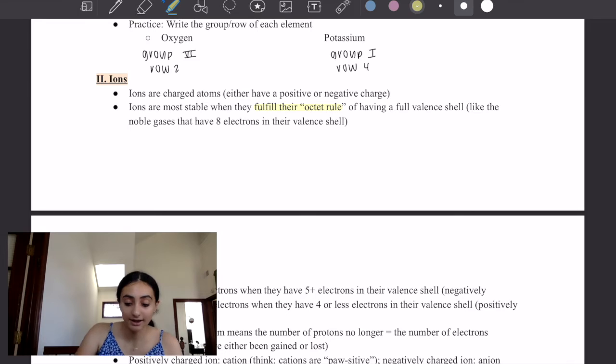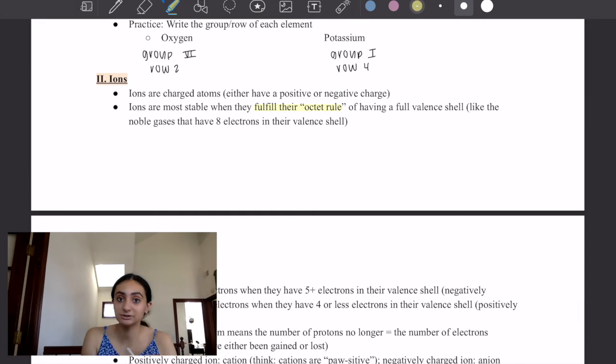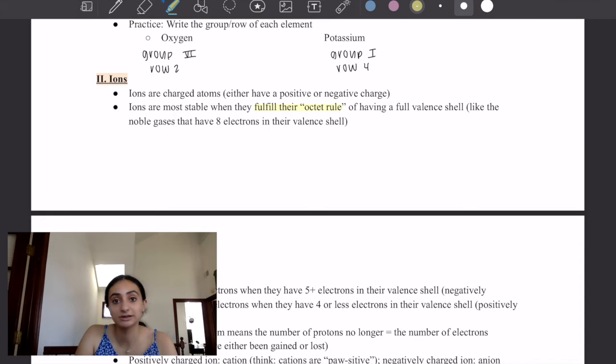So as you can see, every atom wants to fulfill its octet rule, which basically means that the atom wants 8 electrons in its valence shell. And this is true except for elements up to carbon, because they lose electrons in order to have the first orbital with only 2 electrons be filled. So for instance, all the noble gases, which are all the way on the 8th row, have 8 electrons in their valence shell. Like neon has 2 in the first, 8 in the second. So they are always stable.